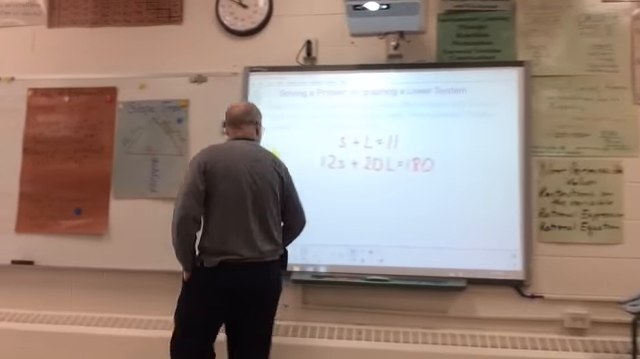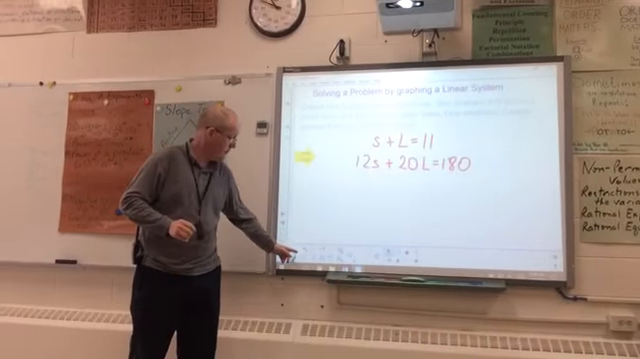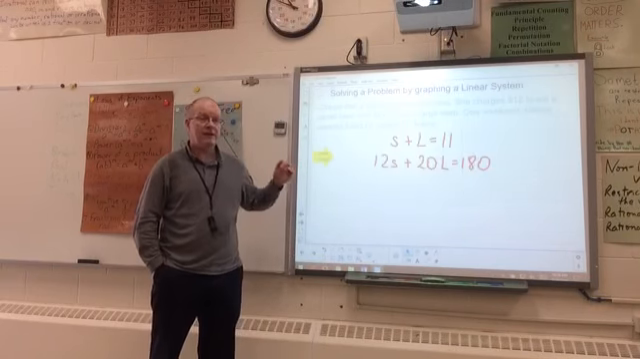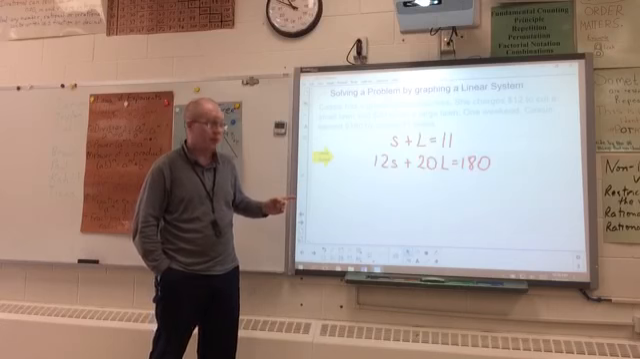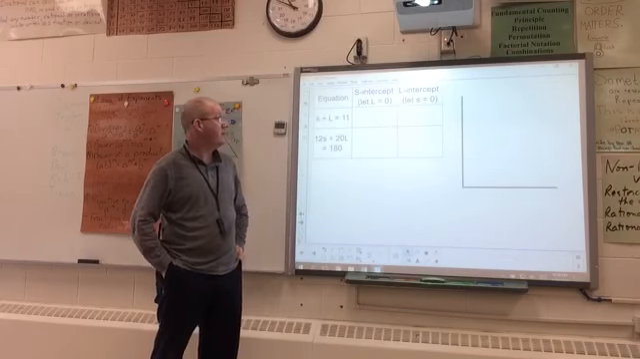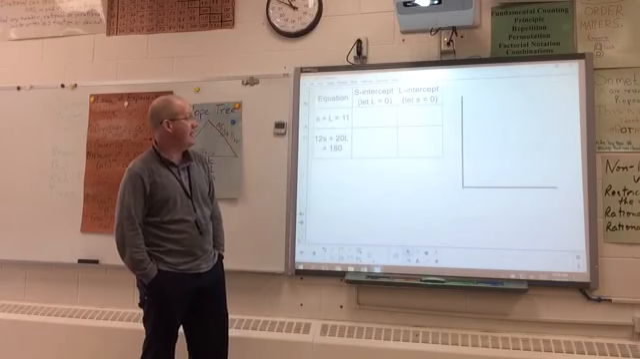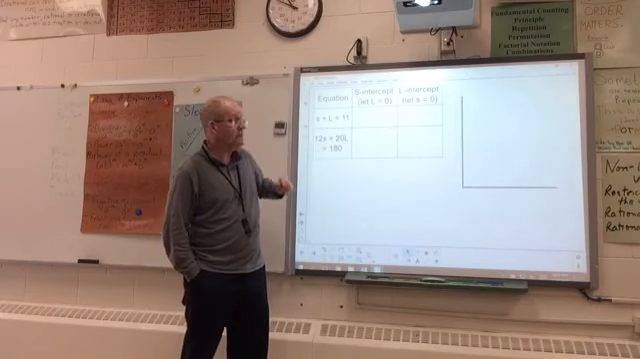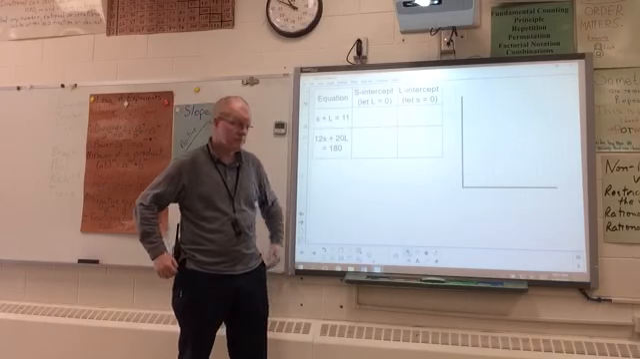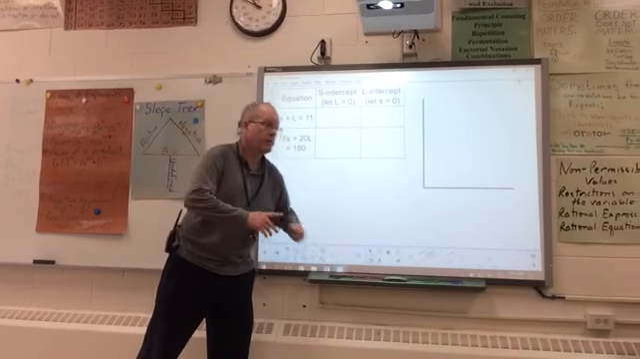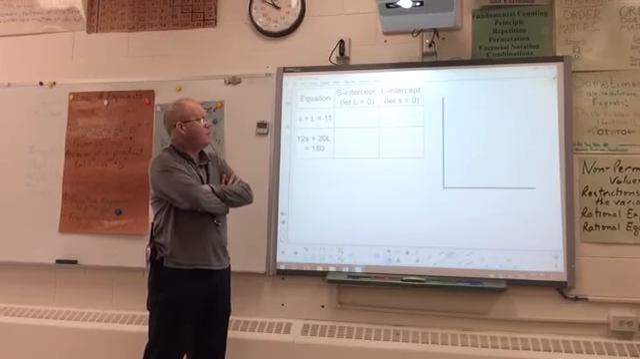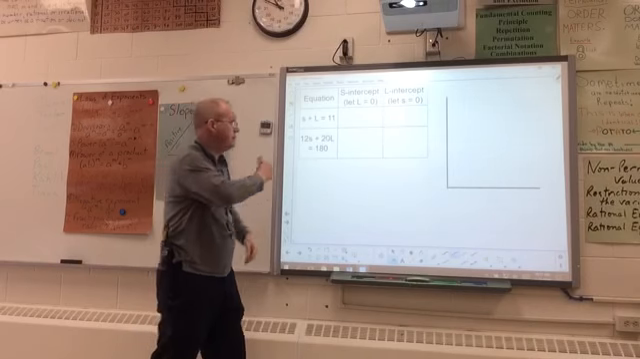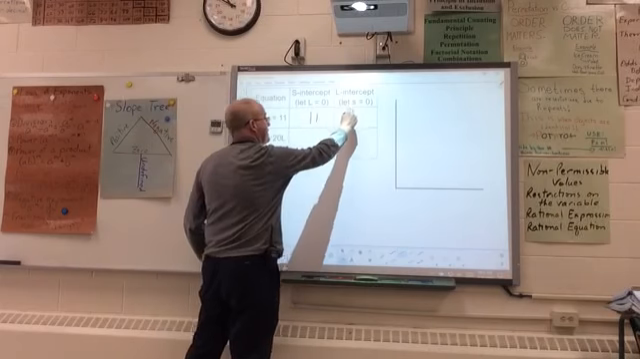Okay. Now it's going to say, I want to find intercepts for these. Okay? So let's start with S-intercept and L-intercept. So small plus large is 11. Okay. What's the S-intercept? If L is 0, what's S? It's 11. They're both 11. Yes.